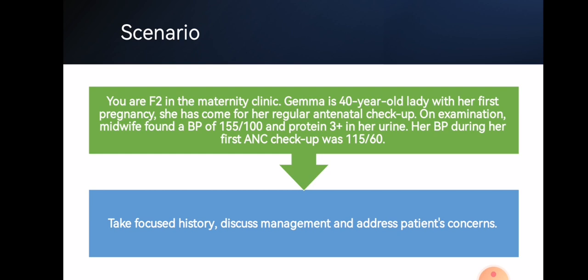Here, the case scenario is that you are working as a foundation year 2 doctor in maternity clinic. Gemma is a 40-year-old lady with her first pregnancy. She has come for her regular antenatal checkup. On examination, midwife found a blood pressure of 155/100 and protein 3 plus in her urine. Her BP during her first antenatal checkup was 115/60. Take focused history, discuss the management, and address the patient concerns.